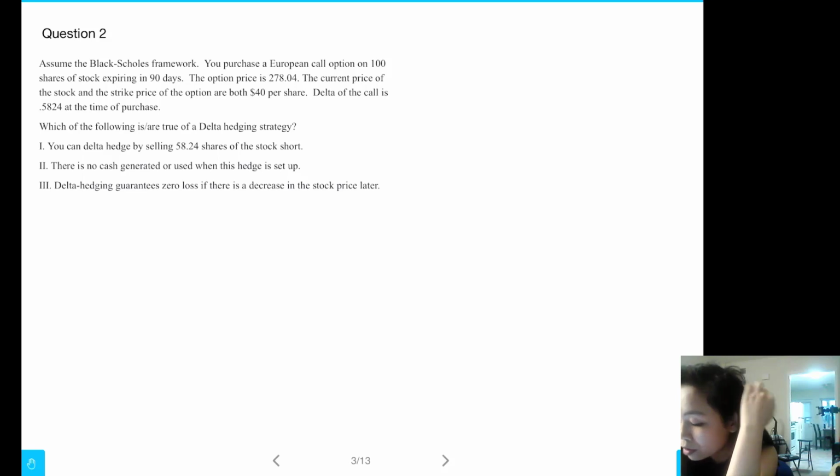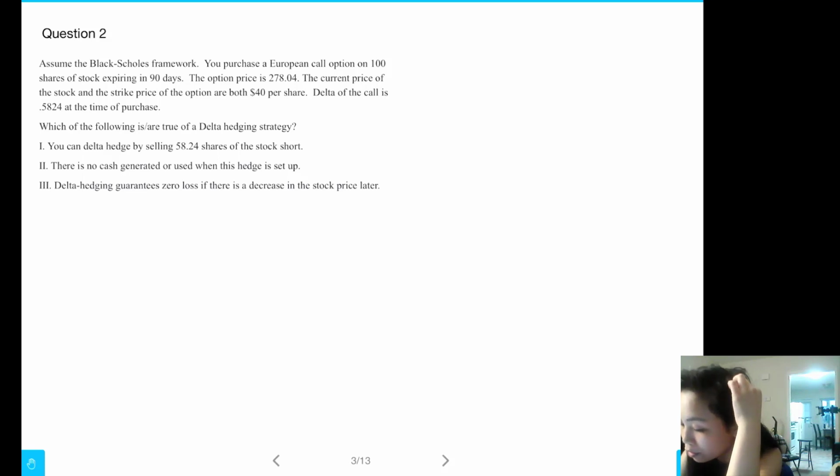Which of the following is true of the delta hedging strategy? You can delta hedge by selling 58.24 shares of stock short. There is no cash generated or used when this hedge is set up, and delta hedging guarantees zero loss if there is a decrease in the stock price later.